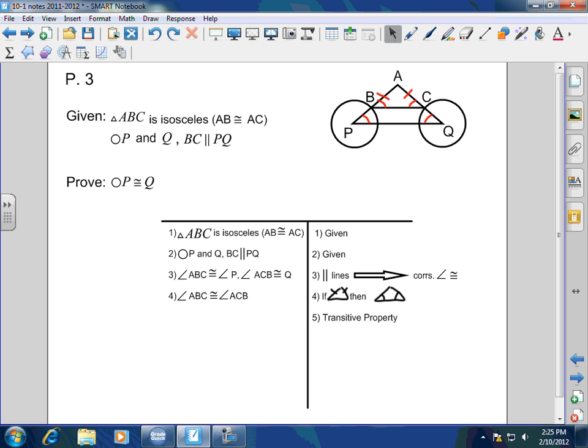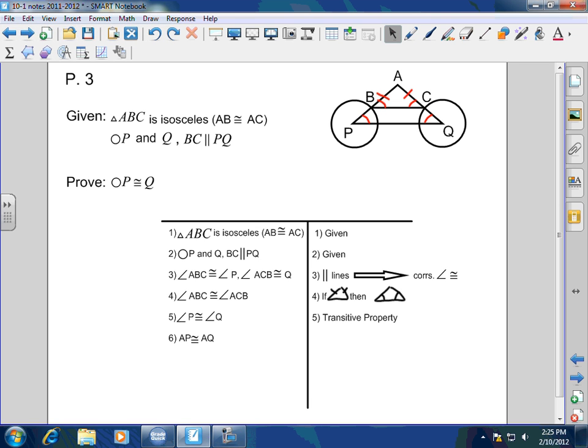PQ? Very good, son. Angle P is congruent to angle Q because of the transitive property. No, it's not substitution. If angle ABC is congruent to P, and angle ACB is congruent to Q, and angle ABC is congruent to angle ACB, then P is congruent to Q because of transitive. If you put substitution for this one, I could accept that, yes.